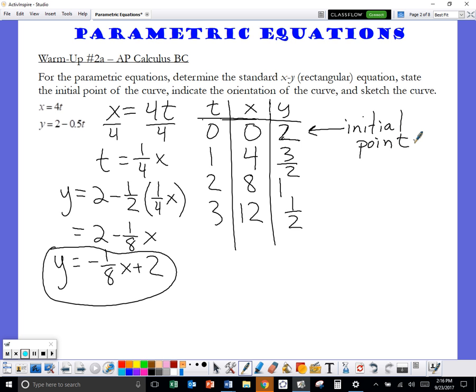And we have 3 other points that we could use to sketch the curve. Again, looking at this equation over here, y equals negative 1/8 x plus 2, we realize that that equation is also moving down and to the right, a lot slower than the previous one, but still, we start at the point (0, 2), and we move down and to the right. Let us move to another sample problem out of the book.